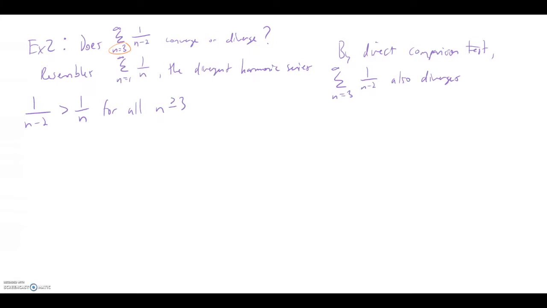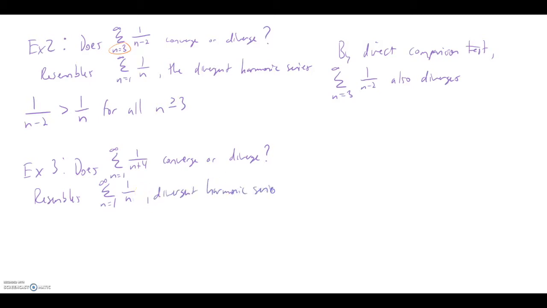And we're going to look at one more example to show an issue that develops with the direct comparison test. And so we'll finish this part of the lesson by looking at the series 1 over n plus 4 to see if that converges or diverges. Now, just like example 2, this series resembles the infinite series for 1 over n. Again, looking at that divergent harmonic series. But here's where we run into an issue. 1 over n plus 4 is less than 1 over n for all n greater than or equal to 1.